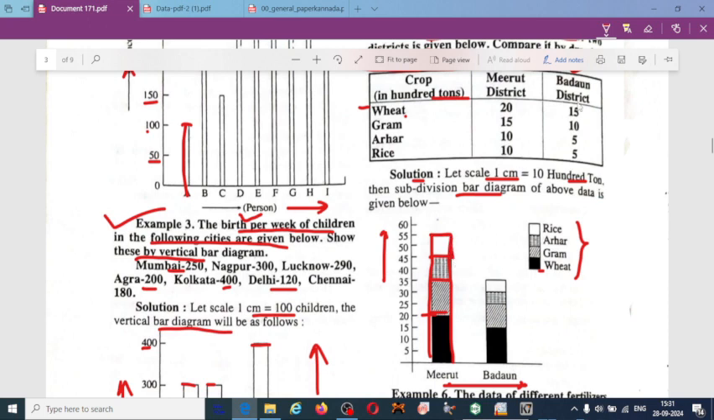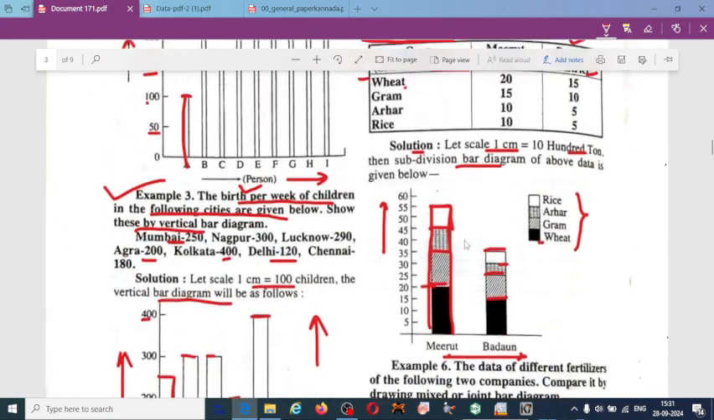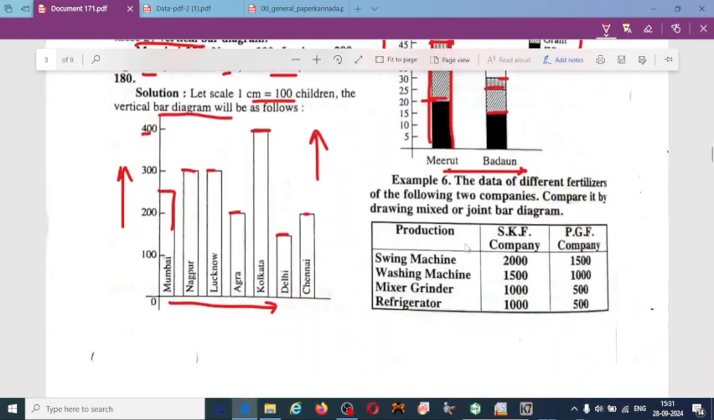Like that, Badan district also you can draw. Wheat 15. Then gram 10, 15 plus 10, 25. Arhar 25 plus 5, 30. Rice 5, 30 plus 5, 35. So this is how you can represent it in a subdivision diagram.